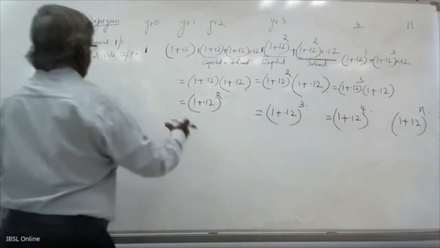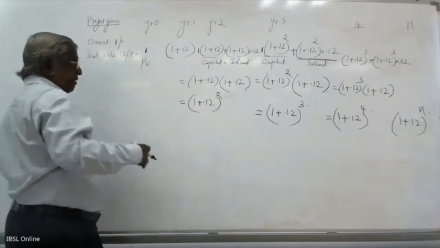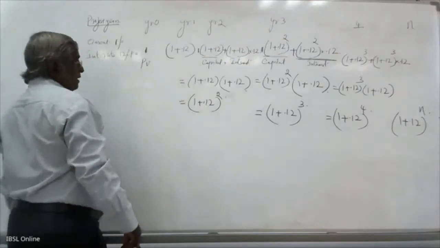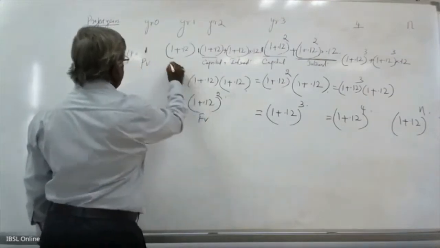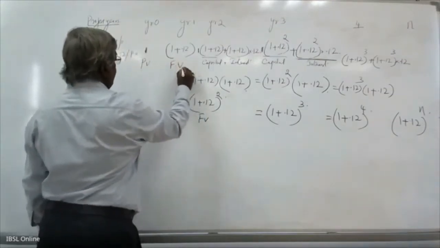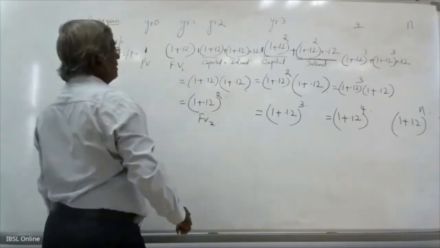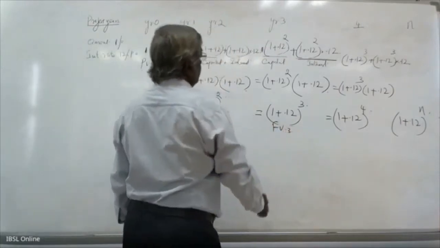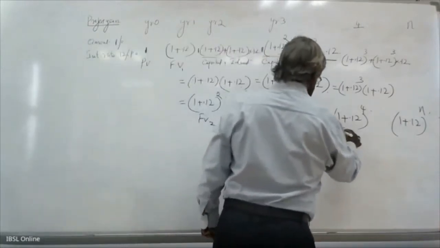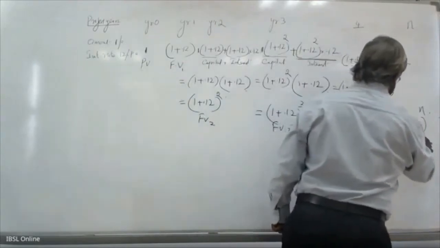This is the present value of money what we have. This is the future value in the first year. This is the future value in the second year. This is the future value in the third year. This is the future value in the 4th year. This is the future value in the nth year.